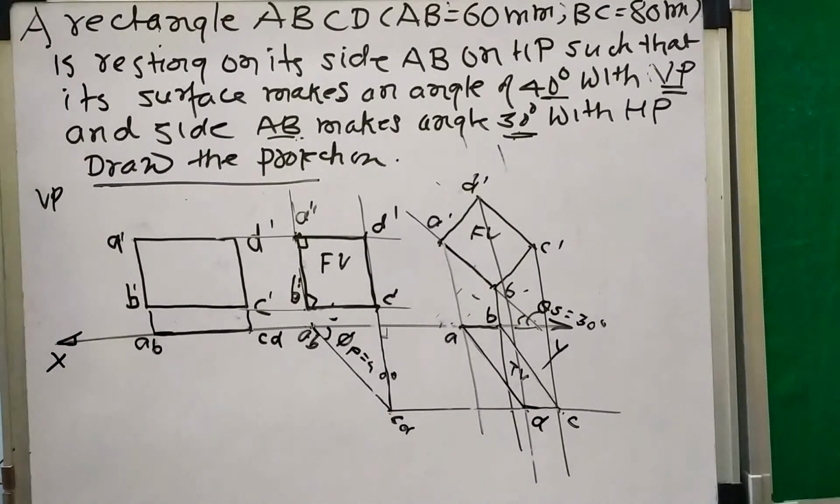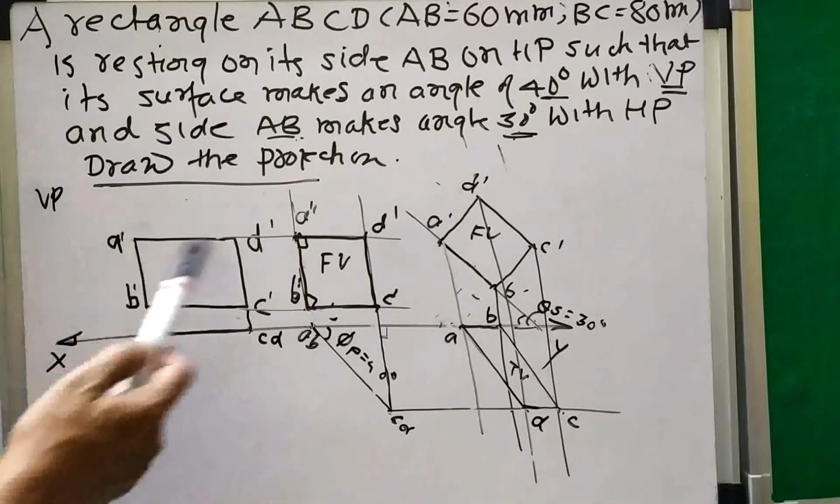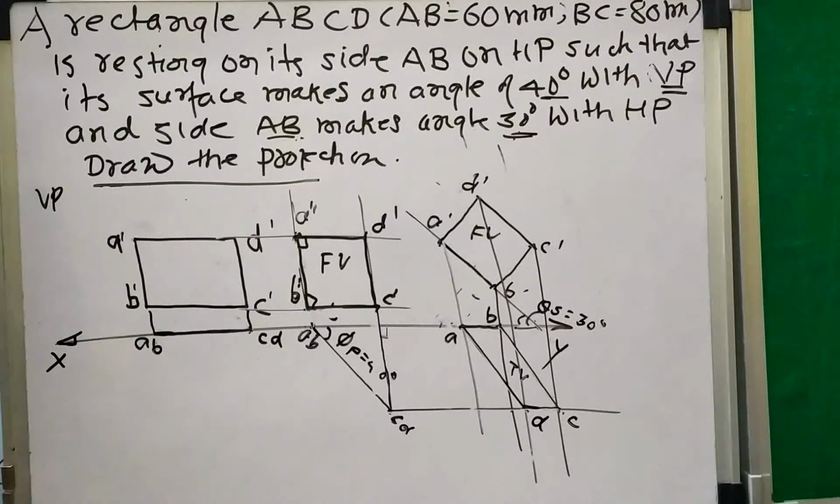So two categories of problems are given. First type, surface inclined with HP, and other edge or diagonal inclined with VP. So that is type 1. In second type, surface is inclined with VP and the remaining part is inclined with HP, either side, diagonal, diameter. In this way you have to solve the problem.